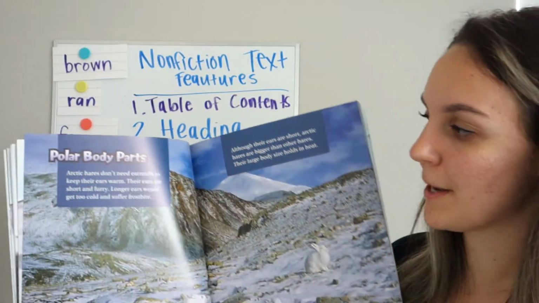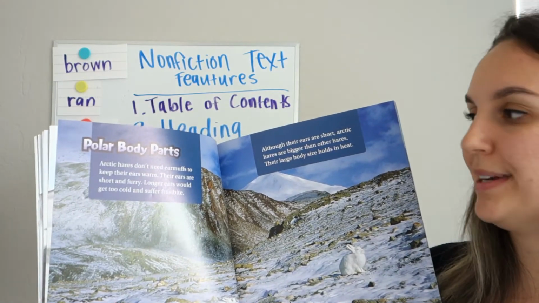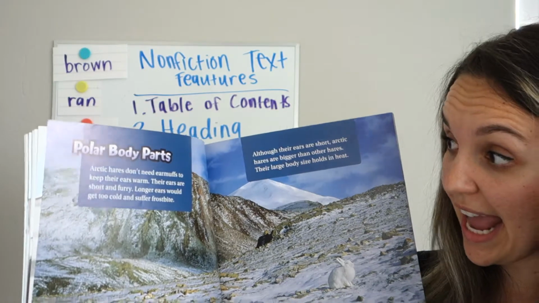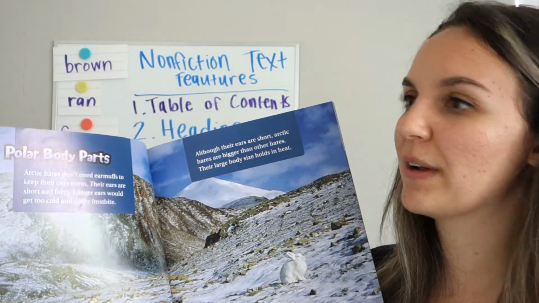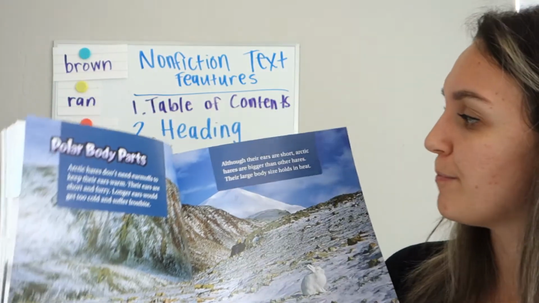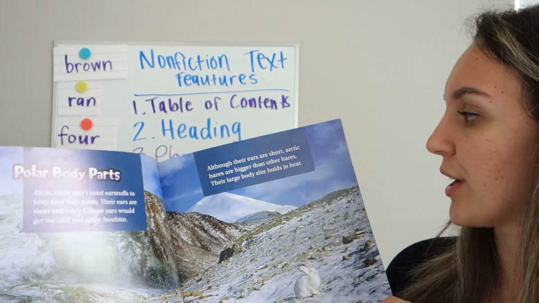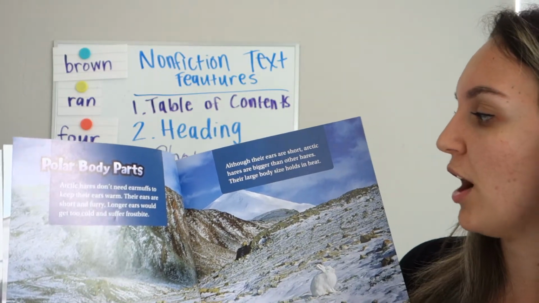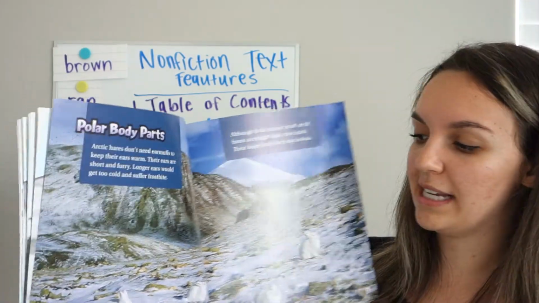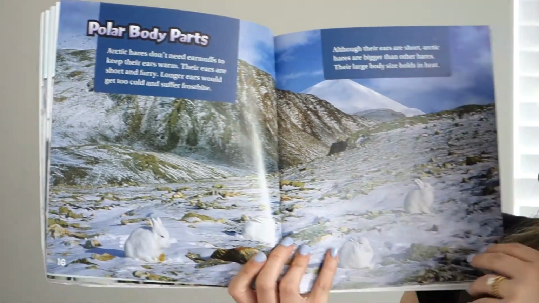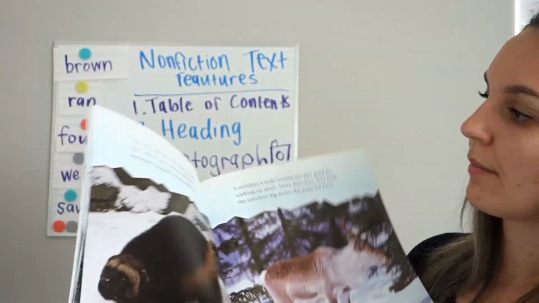Polar body parts. Arctic hares don't need earmuffs to keep their ears warm. Their ears are short and furry. Longer ears would get too cold and would suffer frostbite. Although their ears are short, Arctic hares are bigger than other hares. Their large body size holds in heat. So this is the hare. A hare looks almost like a rabbit.